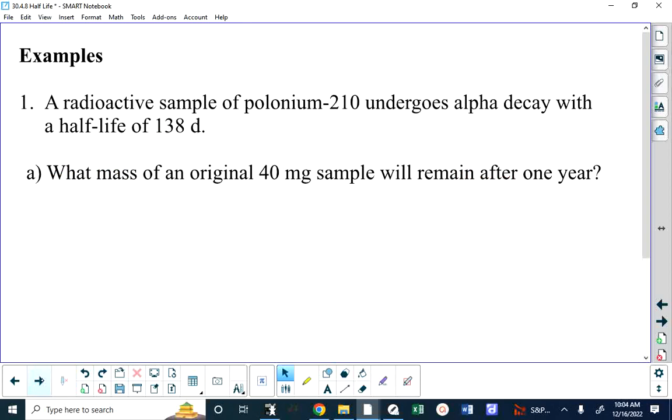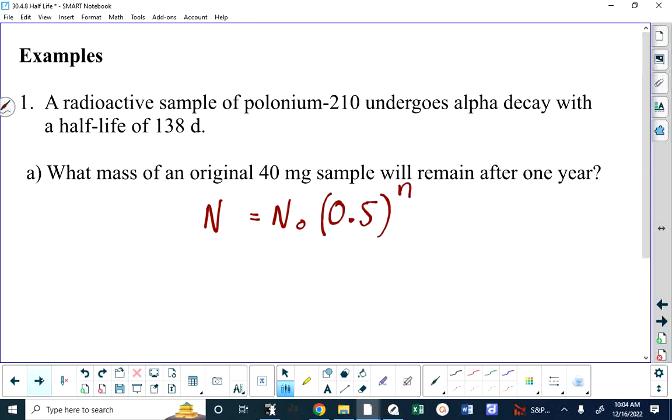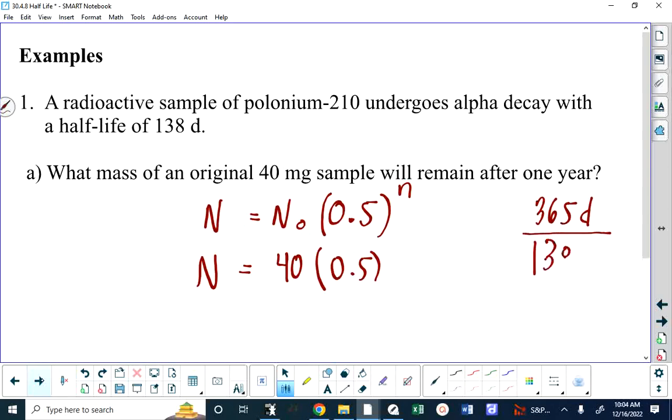Let's do a couple of examples. A radioactive sample of polonium-210 has a half-life of 138 days. That's this. Polonium-210, 138 days. What mass of an original 40 milligram sample will there be after 1 year? Well, N equals N0 times 0.5 to the n. N is what we're asked to find. N0 is 40 milligrams. And then we have to put in here the number of half-lives. Well, 1 year is 365 days. Each half-life is 138 days.